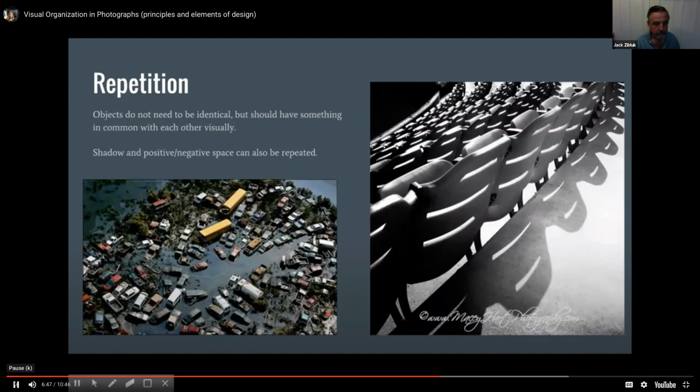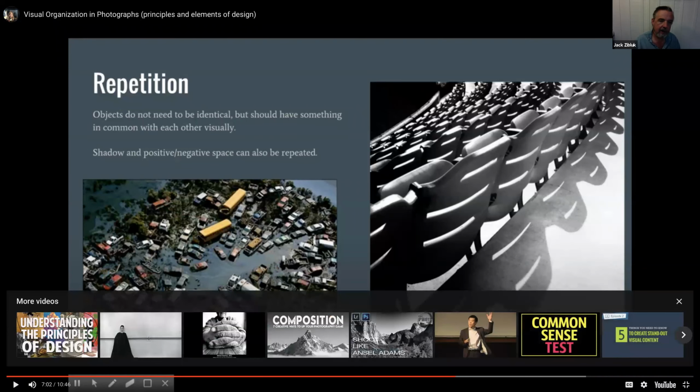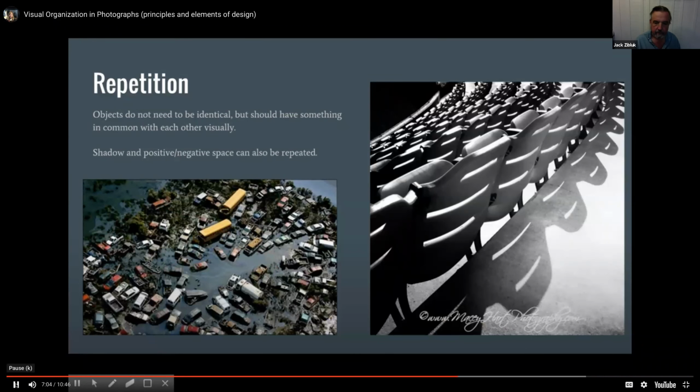Or it can have a more disjointed feeling of rhythm. You can repeat things, but they don't have to be in order. If we look at this picture taken after Hurricane Katrina again, we do have things that are repeated. They're all vehicles. They are all rectangles. But there's also some lines that lead you through it. However, they're pointed different ways, and they are different sizes and different colors. But still, there is repetition.